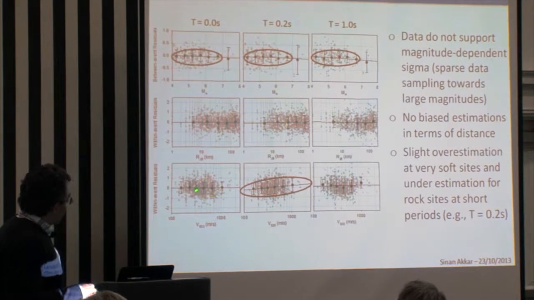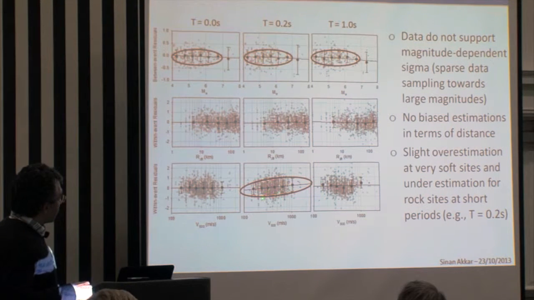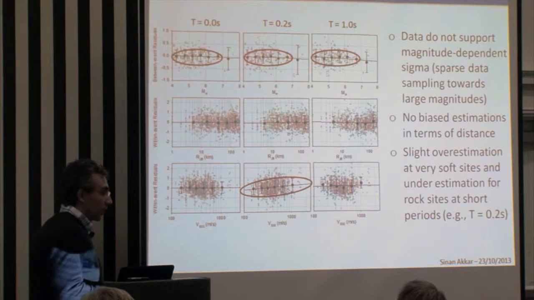Again, for peak ground acceleration and for spectral ordinate at 1 second, we don't show too much bias, but for very short periods like 0.2 second, we have some sort of bias. The model tends to overestimate for softer sites.